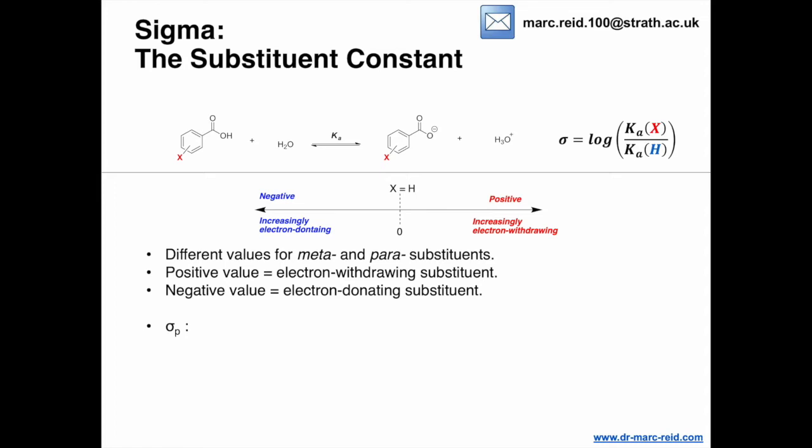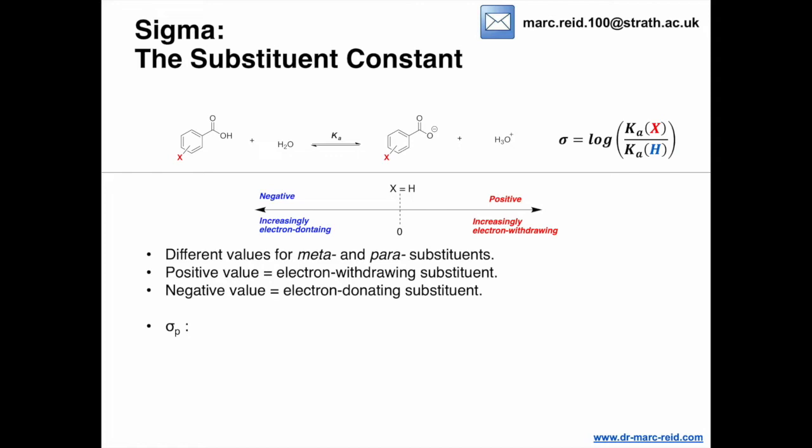If the substituent on the aryl ring is H, the equation defining sigma collapses to a value of 0. So X equals H sets the 0 position or benchmark for all other substituent constants. If the sigma value for a substituent is negative, i.e. less than 0, then this signifies an increase in electron donating power for that substituent relative to X equals H. If sigma is positive, i.e. greater than 0, then the substituent constant is more electron withdrawing, again relative to X equals H.